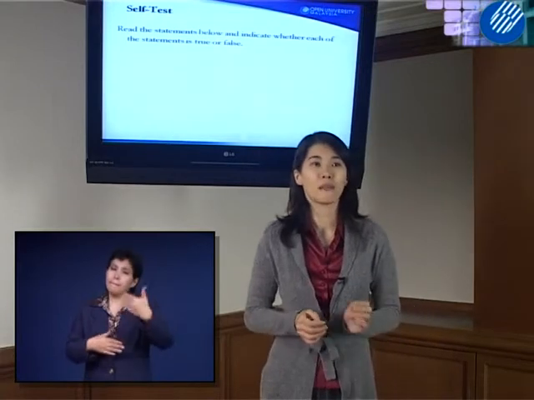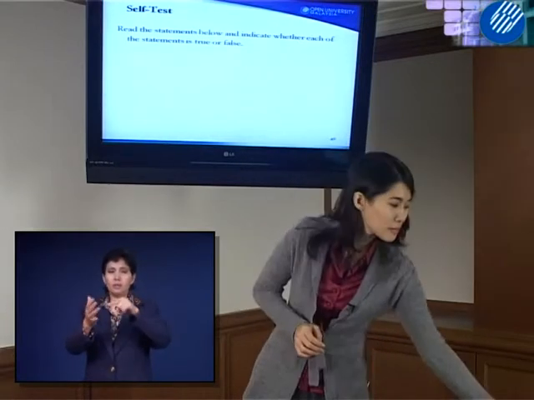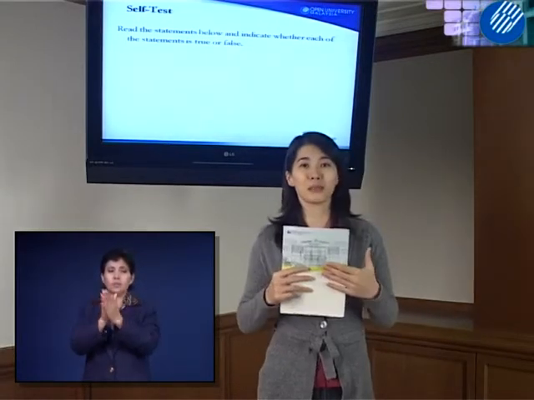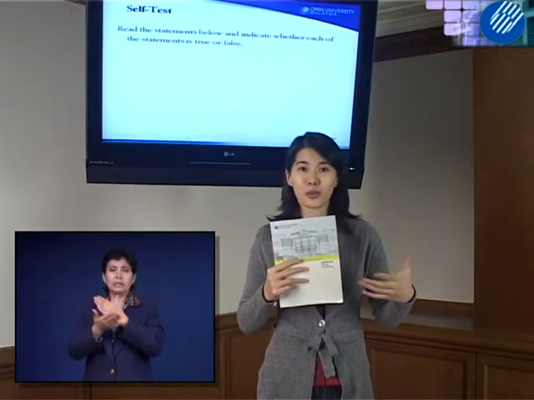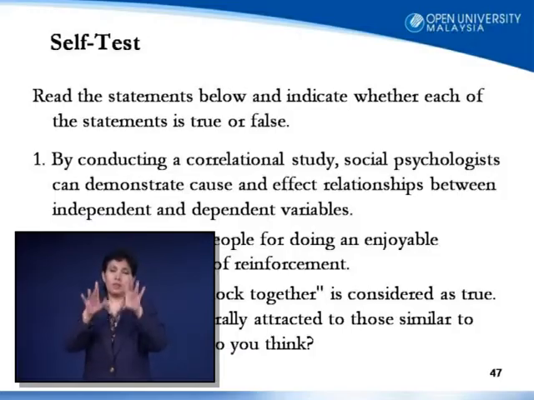Next one. At the end of this book, you have some self-tests. So let's look through the questions together. The first one. By conducting a correlation study, social psychologists can demonstrate cause and effect relationships between independent and dependent variables. And this is not true.